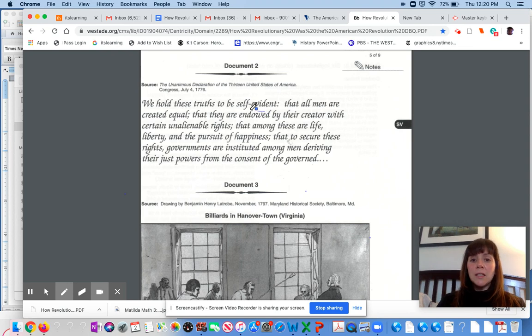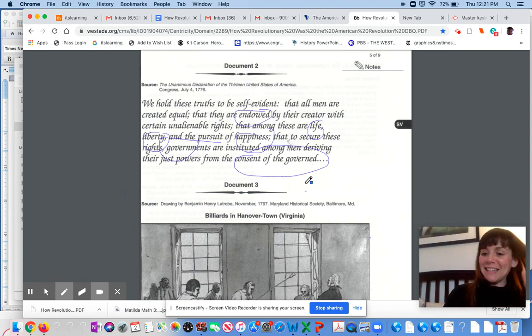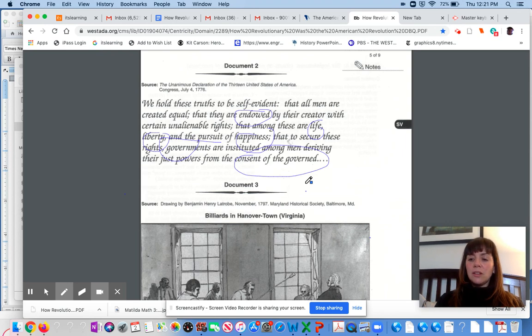They are given by their creator, right? Certain unalienable rights. That means rights that you can't take away. You're born with them. Among these are life, liberty, and the pursuit of happiness. And to secure these rights, governments are created among men, and these governments get their power from the consent of the governed. These are radical Enlightenment ideas, right? Thomas Jefferson is the author of the preamble of the Declaration of Independence, right? These are radical Enlightenment ideas. So this is a huge deal.